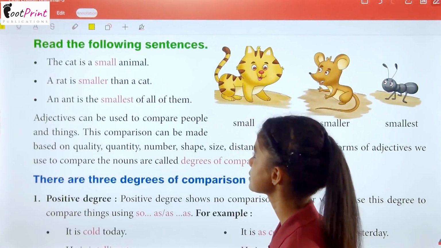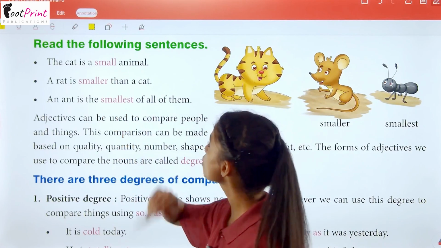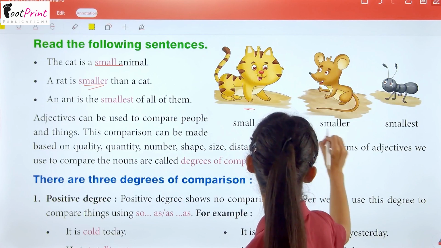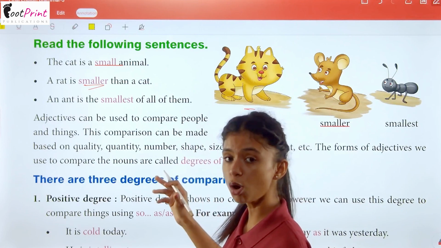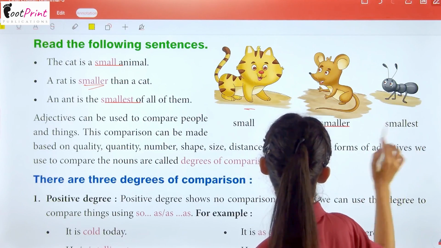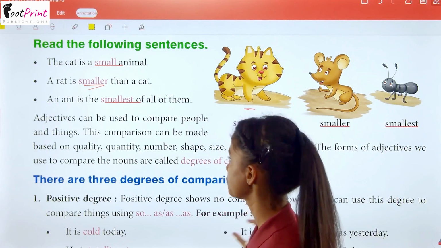Read the following sentences. The cat is a small animal. The rat is smaller than the cat. We can see the rat is smaller. An ant is the smallest of them all, but the smallest of them all is the ant.